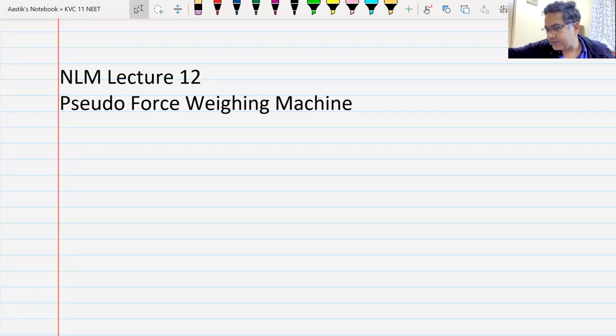We are dealing with Newton laws, and in the last class I think we had seen what is a pseudo force. We remember what is a pseudo force and where we apply the pseudo force. Can you tell me what is a pseudo force and where do we apply the pseudo force?